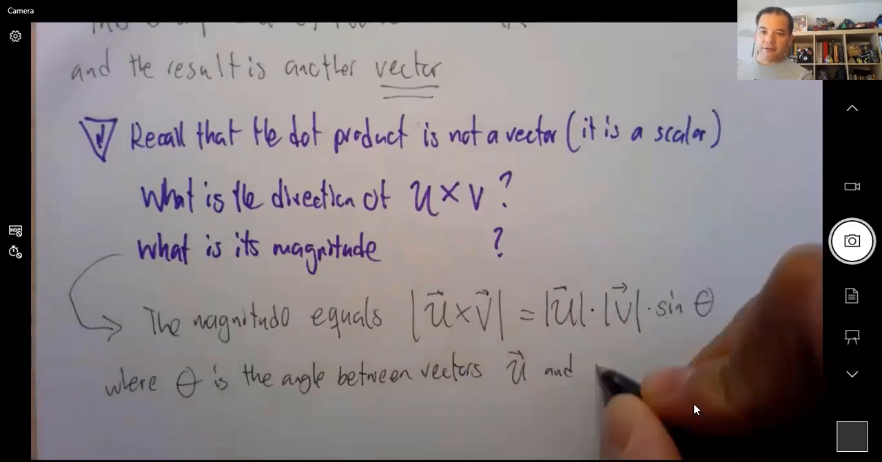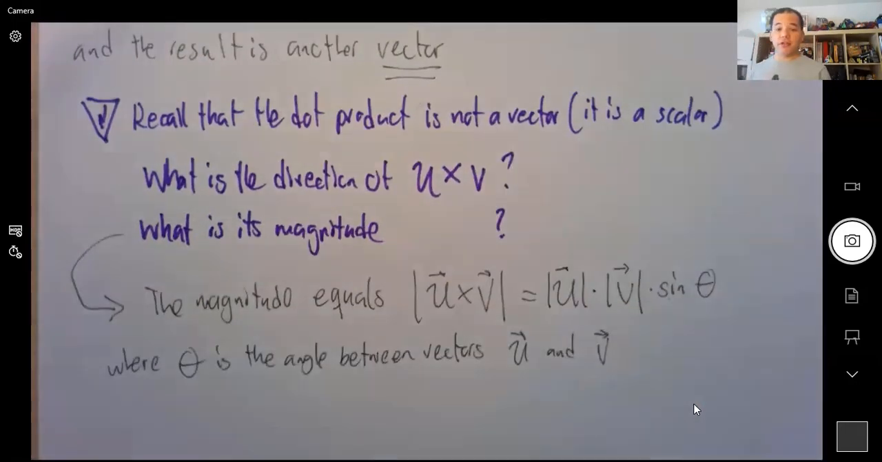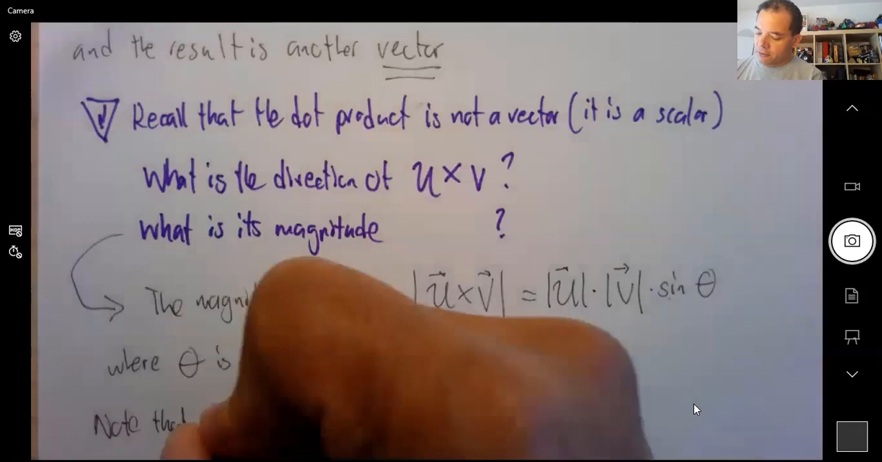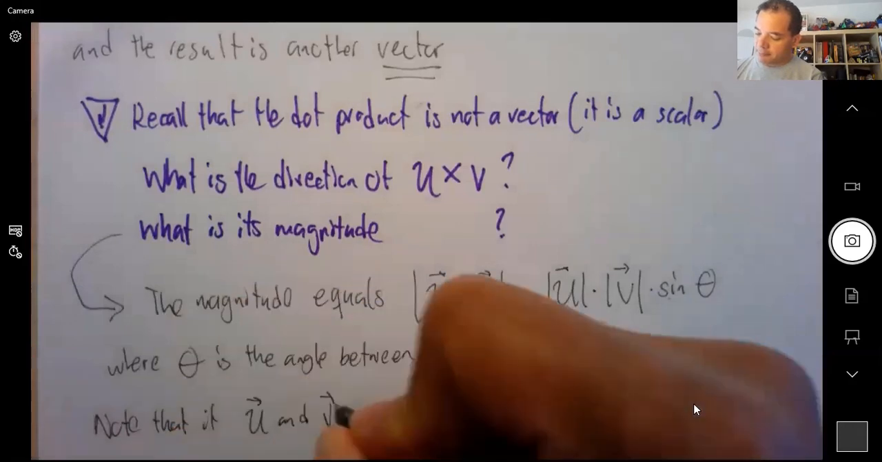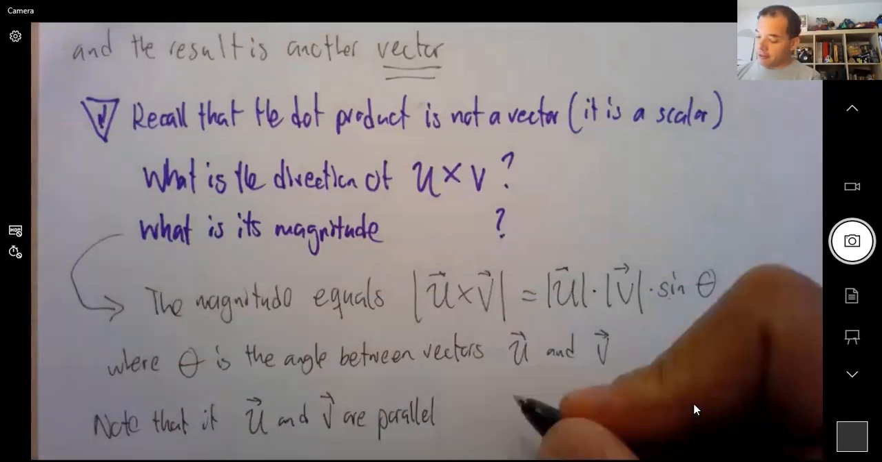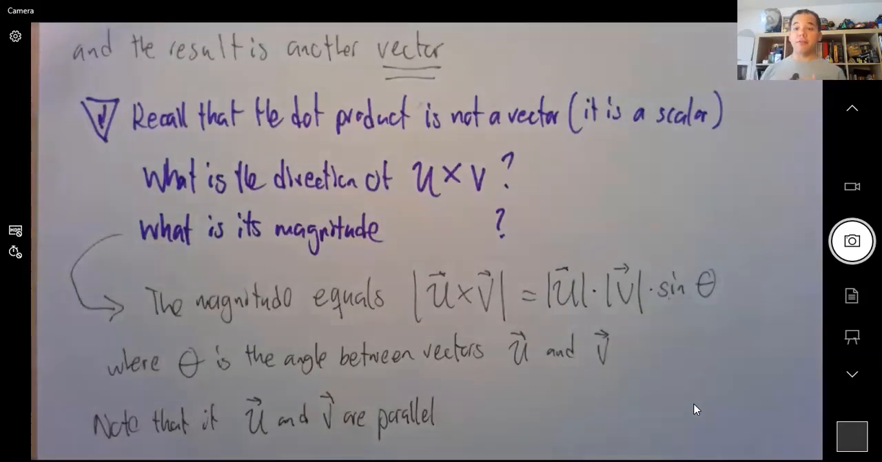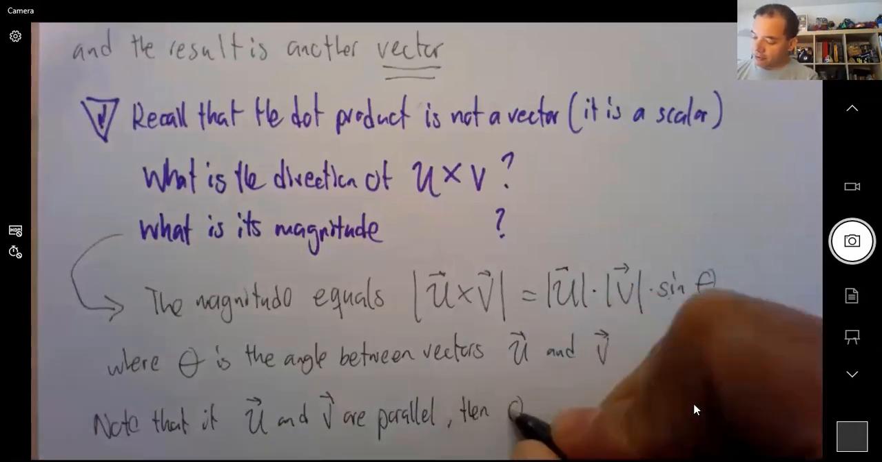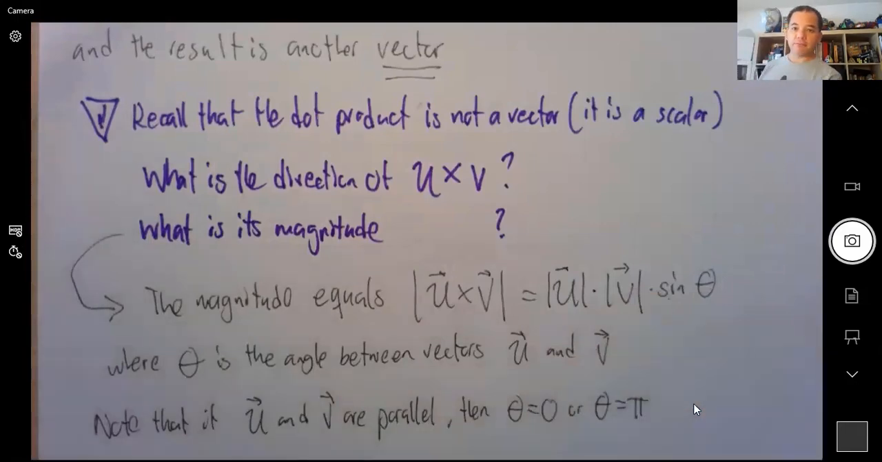Okay, so the first thing you should note here is what's going to happen if this angle is 0, if my two vectors are parallel, right? So note that if U and V are parallel, remember parallel means one of the vectors is a multiple of the other one, and in that case the angle between them is either 0 if they point in the same direction, or pi if they point in the opposite direction. So theta is 0 or theta is pi. But what is the sine of 0 or the sine of pi? 0. Yeah, right? The sine of 0 or the sine of pi will be 0.